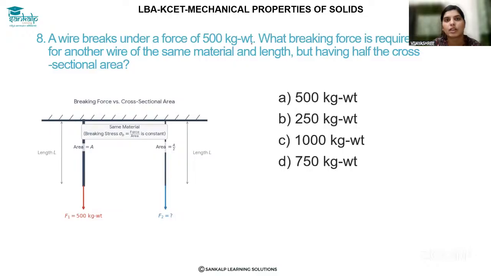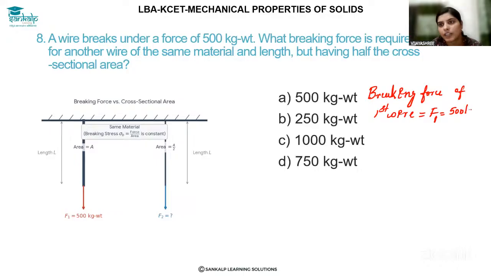The wire breaks under the force of 500 kg weight. Breaking force means the force required to break the wire. Breaking force of the first wire, let it be F1, which is equal to 500 kg weight. Then there is another wire of the same material and same length, but the cross section area is half.